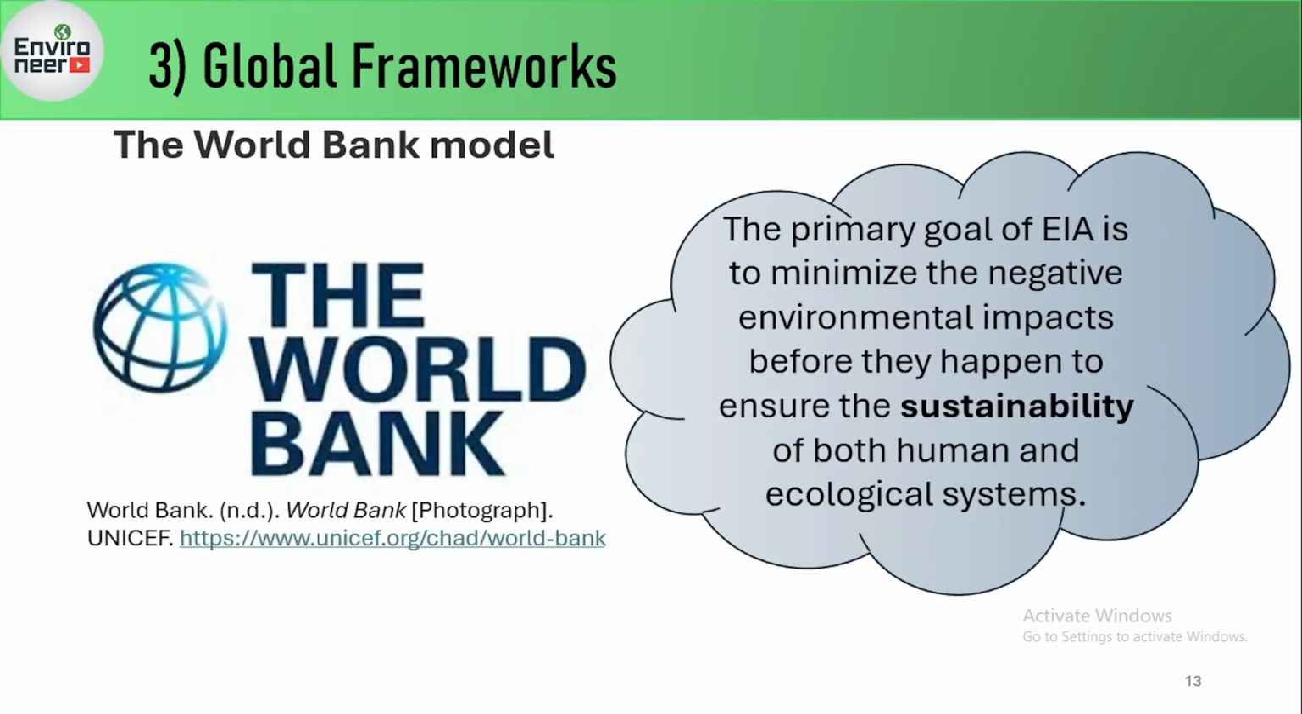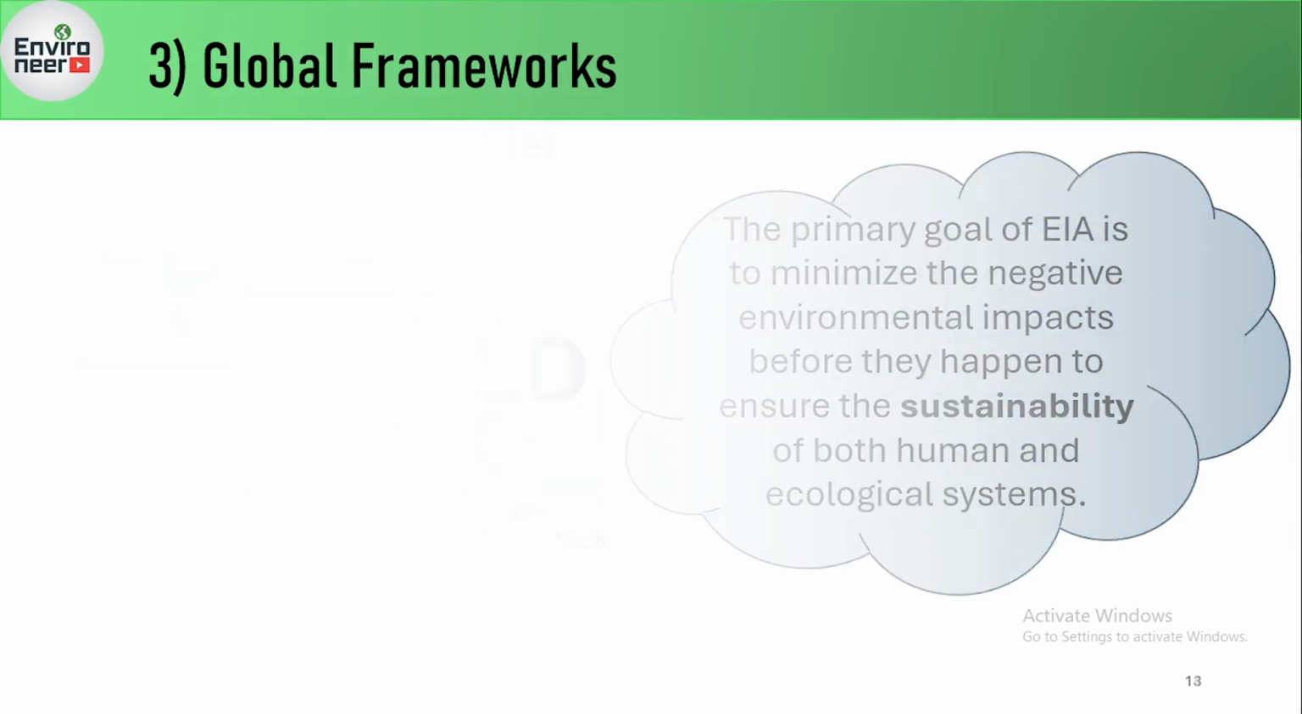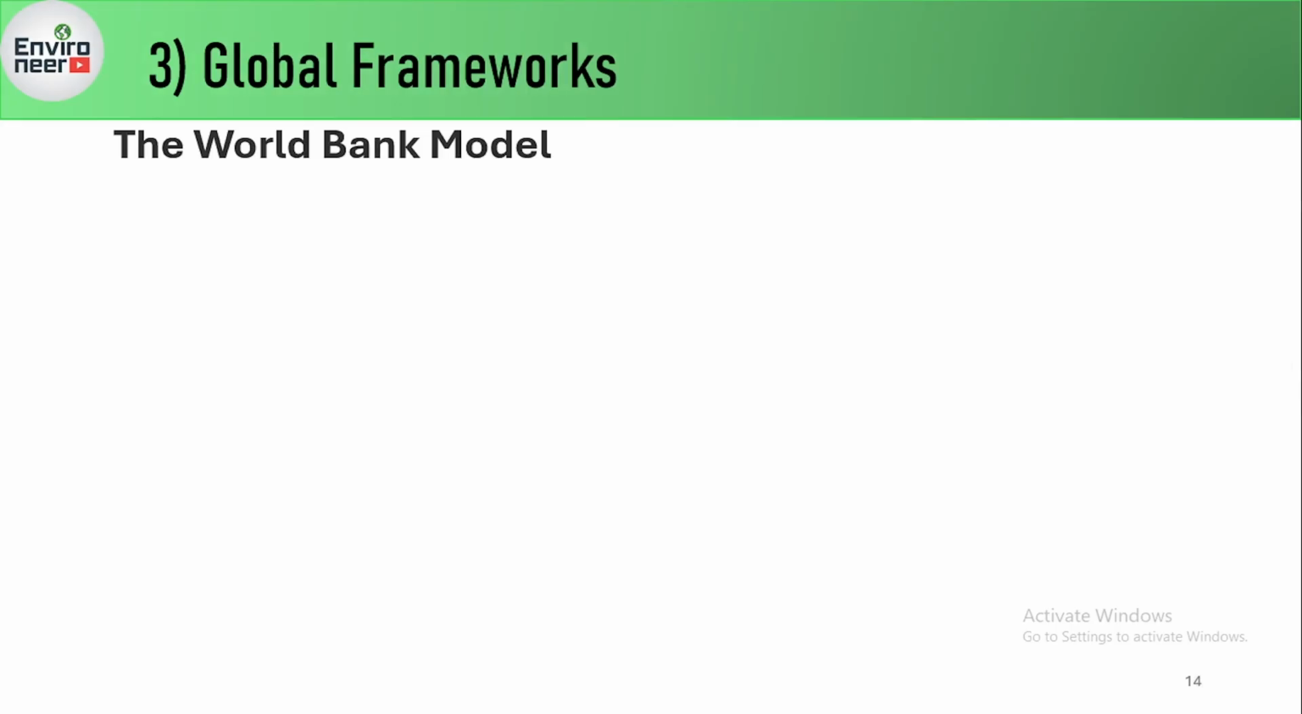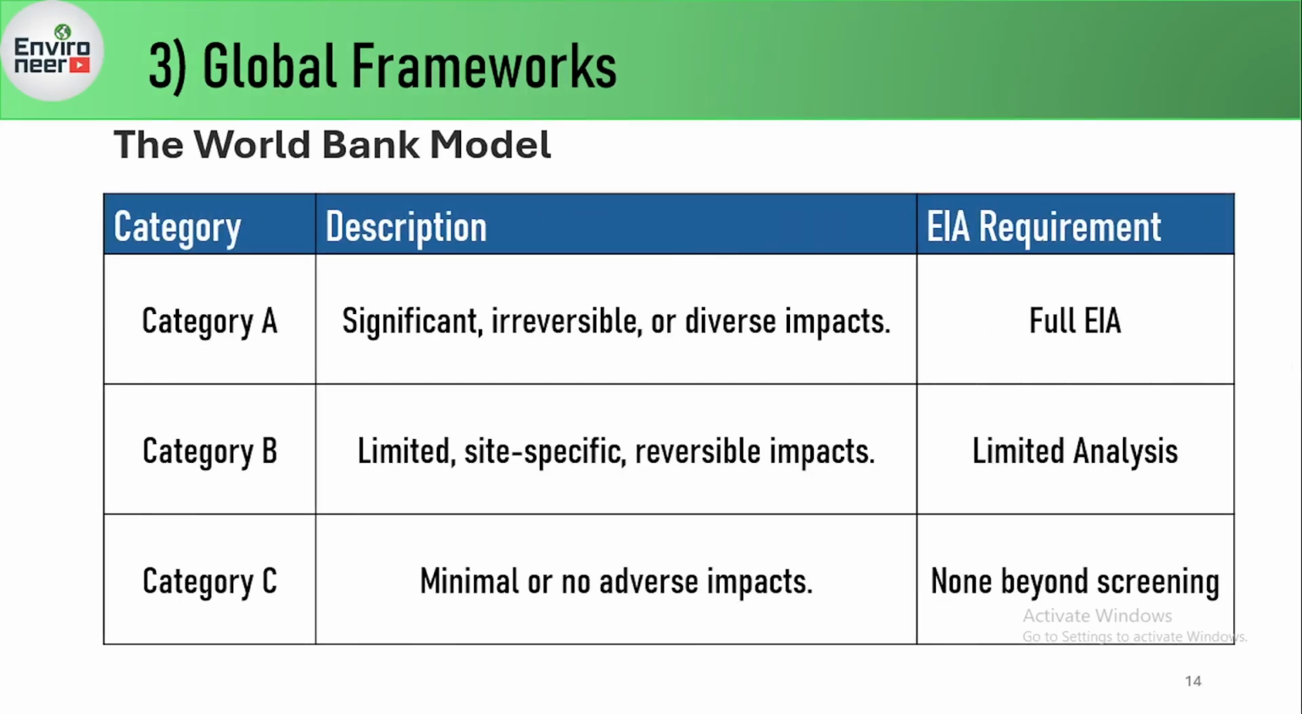Now, the World Bank's model is probably the most influential framework out there, and lots of countries have copied it. It's a really smart, tiered system that sorts projects by risk. So at the very top, you have Category A. This is for projects that could have significant, widespread, or even irreversible impacts. For these, a full EIA is absolutely mandatory.